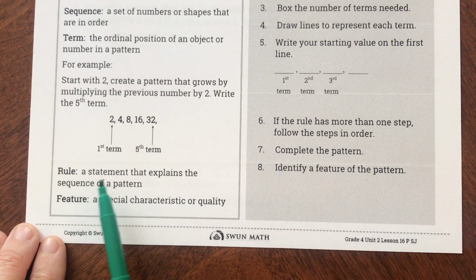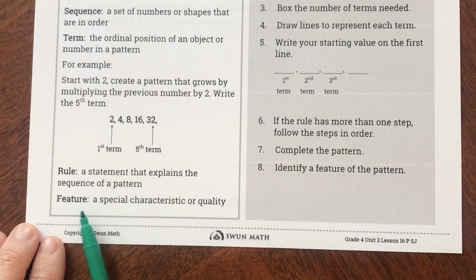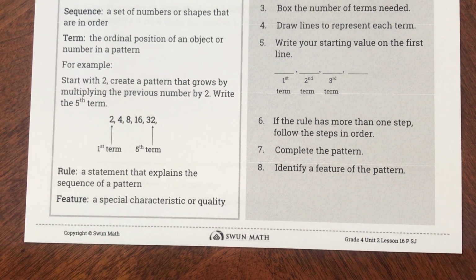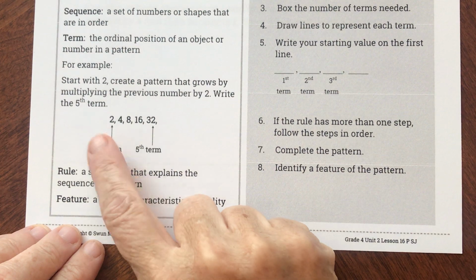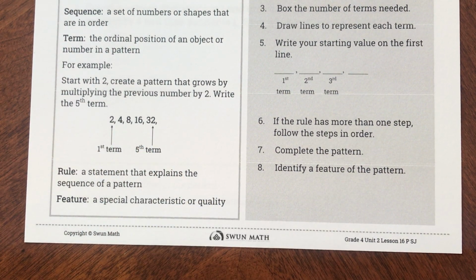A rule is a statement that explains the sequence of the pattern. And a feature, if you remember from the other lessons, is just a special quality or characteristic, something that I can say about all those numbers. There are many different features you could say. For this one, the most obvious feature is that all my numbers are even. All numbers in the pattern are even.